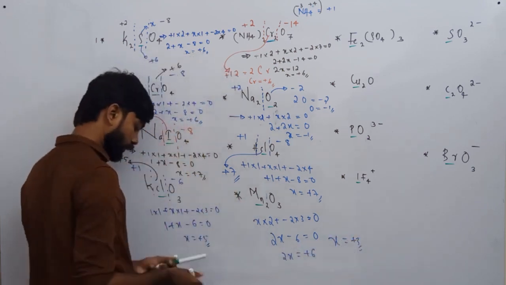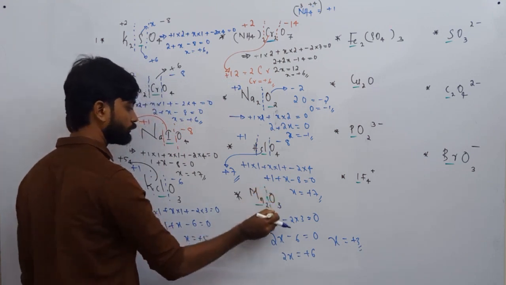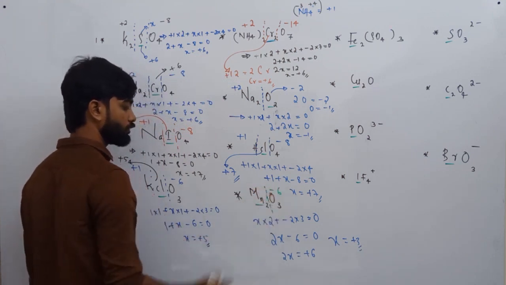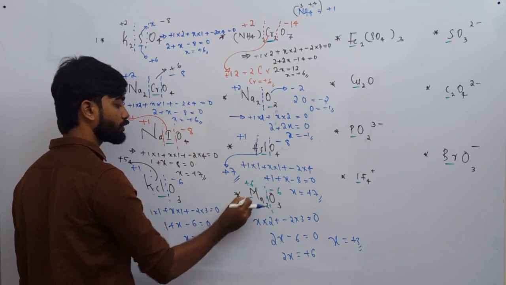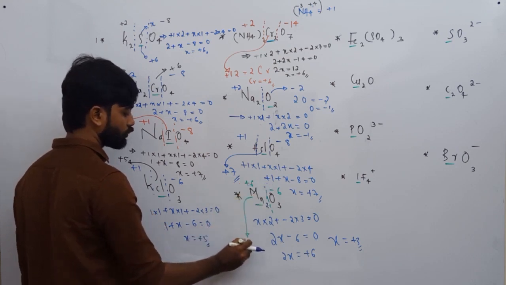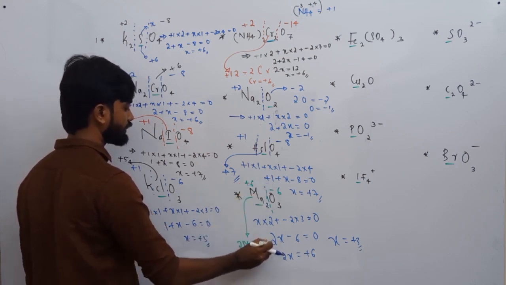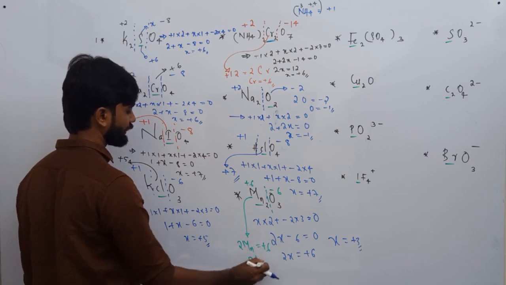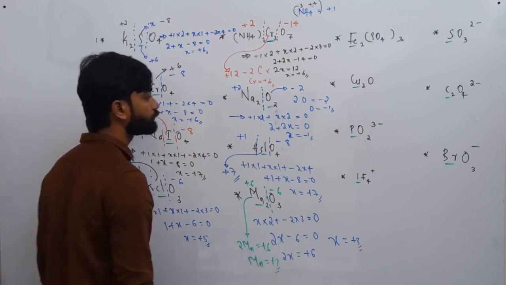Or by splitting it into 2, this offers minus 6. So this should offer plus 6, and that plus 6 is from 2 manganese. So 2 manganese is equal to plus 6. So each manganese is equal to plus 3, right?